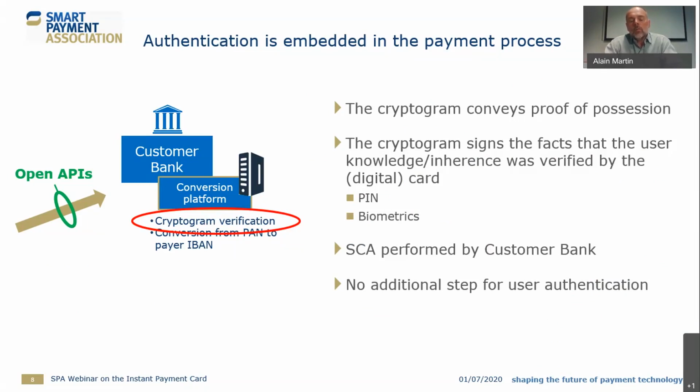In EMV, the cryptogram can actually sign the result of the local user verification that happened at the beginning. So when the user enters a PIN or presents a fingerprint or takes a selfie, the local verification of this is handled by the card, and that result is encrypted. It's part of the cryptogram. When the customer bank verifies the cryptogram, it also has proof that the local user verification was positively performed. In other words, in a single step, the cryptogram verification serves the purpose of strong customer authentication as defined by the RTS and the PSD2.